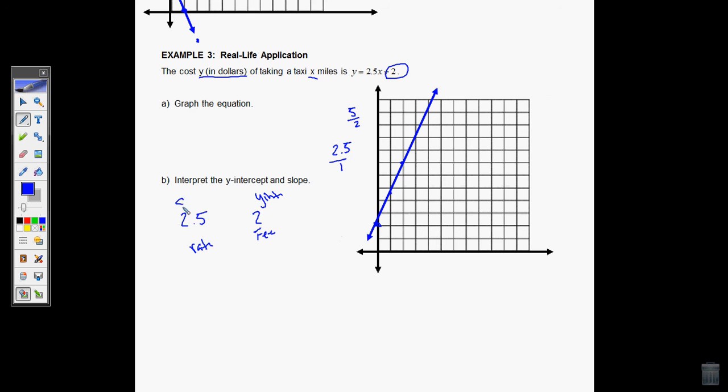The slope is the rate at which that amount of money you spend is going to increase. So when we say things like the rate of change or the slope of a line, those things are kind of interchangeable. As we can see here, the slope of 2.5 is a rate.